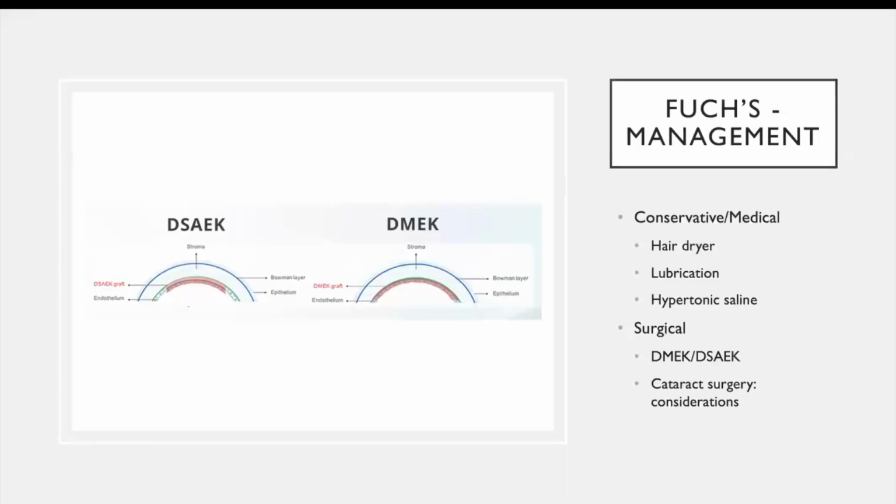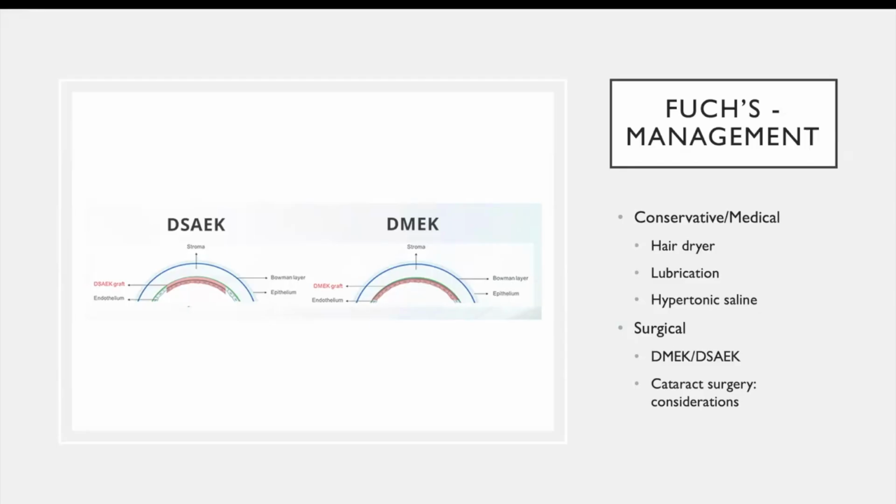So, like I said, conservatively, even a hairdryer to the eyes can help dry out the corneas. Or you may want to consider things like lubrication, hypertonic saline to help draw out that fluid and clear the cornea. And then when you're looking at your surgical options, most of the time with Fuchs now, it's essentially managed with posterior grafting. So either with a DMEK, which is essentially just basically Descemet's and the endothelium, or with a DSEK where you get a tiny, tiny bit of stroma as well.